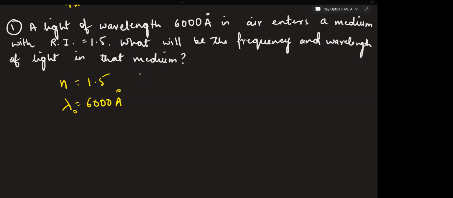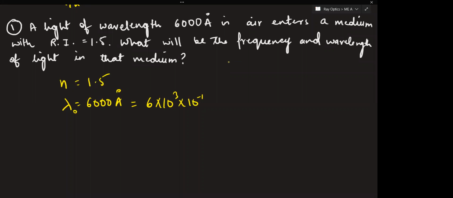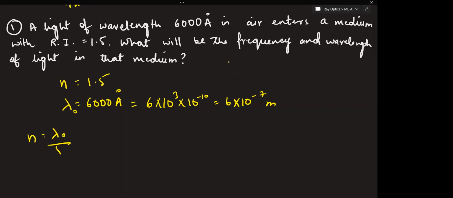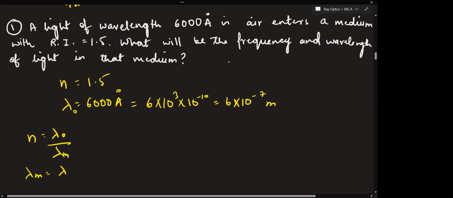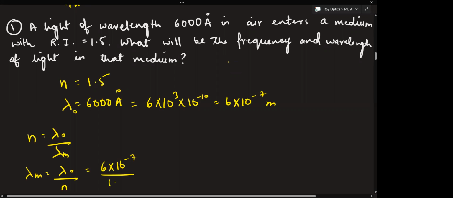Class? How do we convert? 10 raised to minus 10. Yes, good. So this becomes 6000 into 10 to the power minus 10, which is 6 into 10 to the power minus 7 meters. Now, the wavelength in air by the wavelength in the medium equals the refractive index. So the wavelength in the medium will become the wavelength in air divided by the refractive index, so 6 into 10 to the power minus 7 by 1.5.